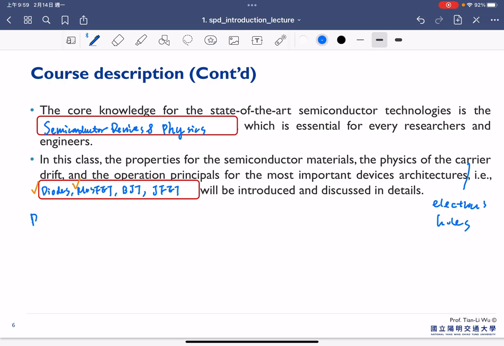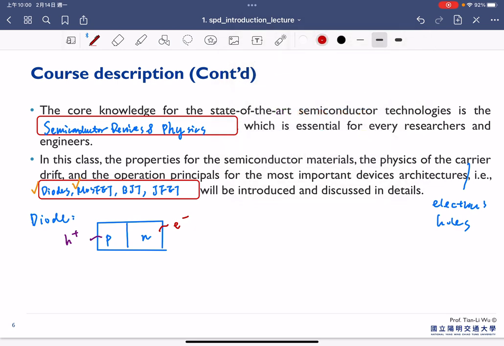A diode is a device that has a P and N junction together. The P means this is a material that's full of holes. And N is a material that's full of electrons. The basic structure for a diode is very simple, just a combination of P-type and N-type semiconductor material. And once we put them together, that's already one device we use very often.